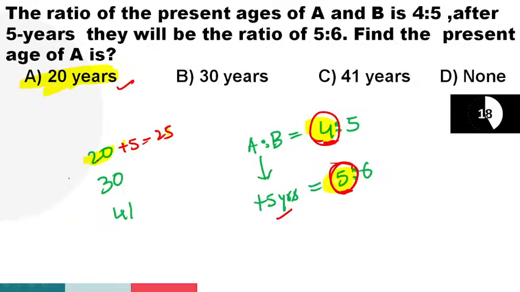Cover the remaining options, check just to confirm they don't satisfy. What is the second option? 30. 30 is a multiple of 4? No. That's why it's wrong. Next, the third option. 41. Is 41 a multiple of 4? No. That's why it's wrong. Option 1 is the right answer.